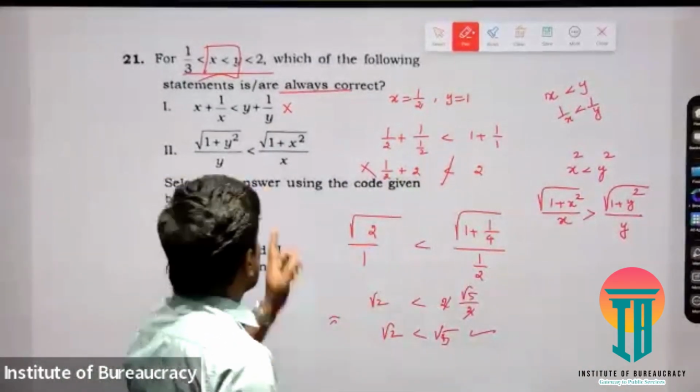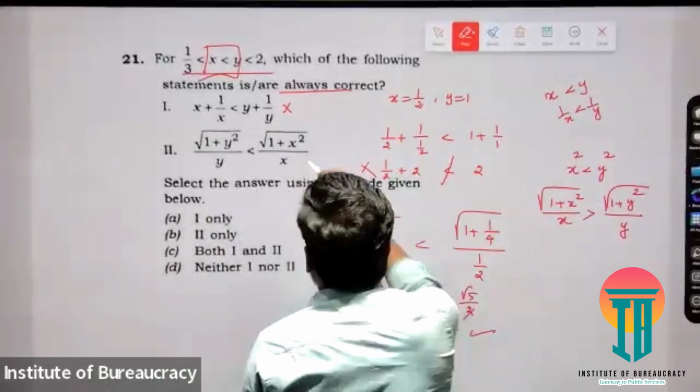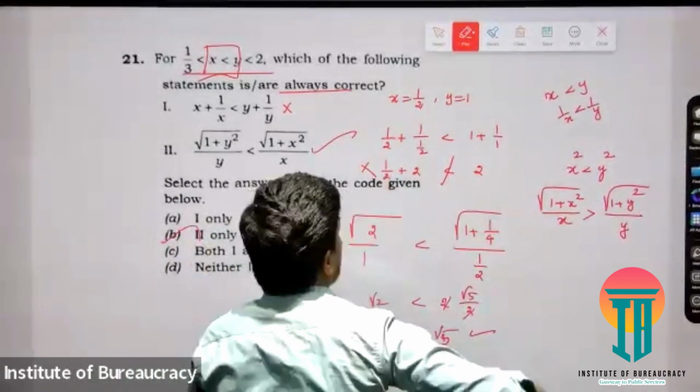This is what they have given. This is always going to be true. So this is always true. Therefore, option B is correct.